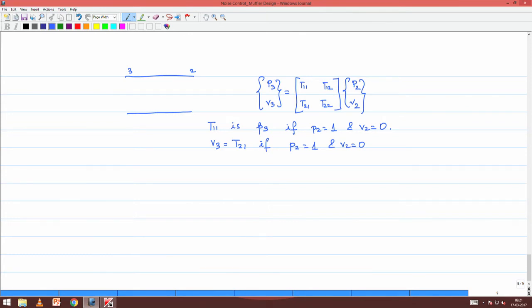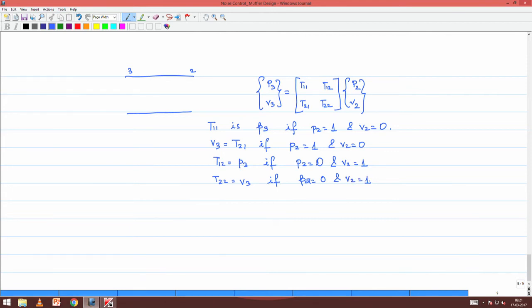So, that is precisely what we will do, but before doing that, let us also take the other picture, that is T12 will be same as P3 if P2 is equal to 0 and V2 is equal to 1, and finally T22 will be equal to V3 if P2 is equal to 0 and V2 is equal to 1, right.